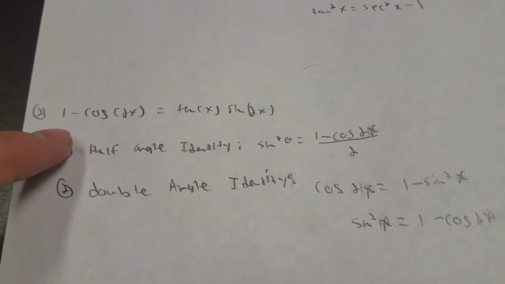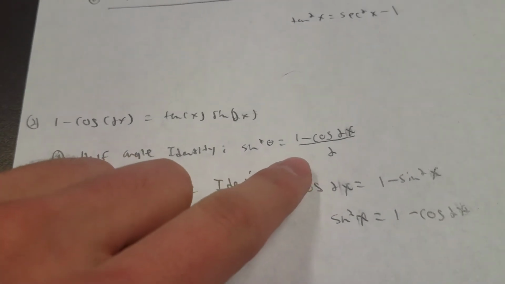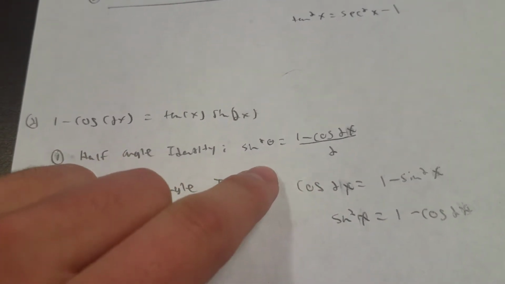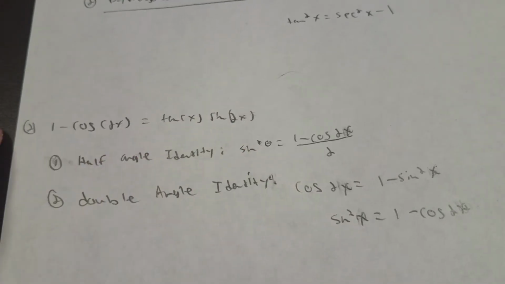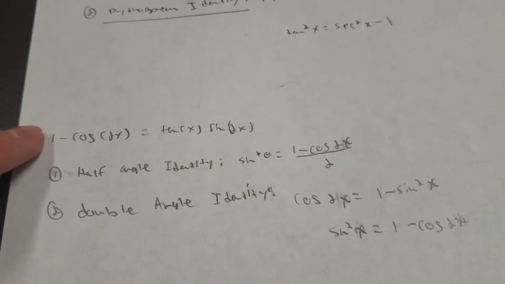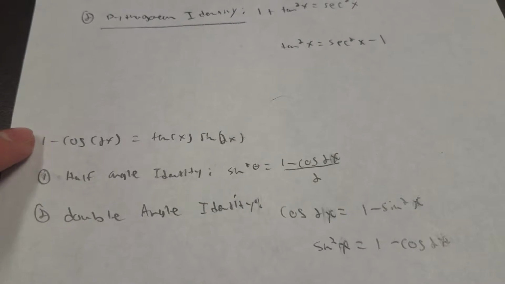Next, we have this identity that's 1 minus cosine 2x is equal to tangent x sine of 2x. Here we can start off by using a half angle identity, being this one, and just substituting in here, so then here we'd have a sine squared x.